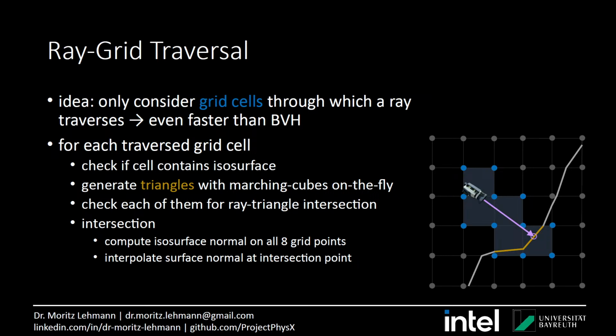I have a couple more slides. This one is ray grid traversal. This acceleration structure is basically like rasterization. You shoot the ray through the grid, and every grid cell that it touches, you have to check. But you don't have to check all of the grid cells for every ray, only the small subset where the ray is actually passing through. And in the cells that are touched, you check with marching cubes if there is an isosurface, and then if there's an actual intersection between the ray and one of the triangles, and then you compute the intersection point with the Möller-Trombore algorithm, the ray-triangle intersection algorithm.